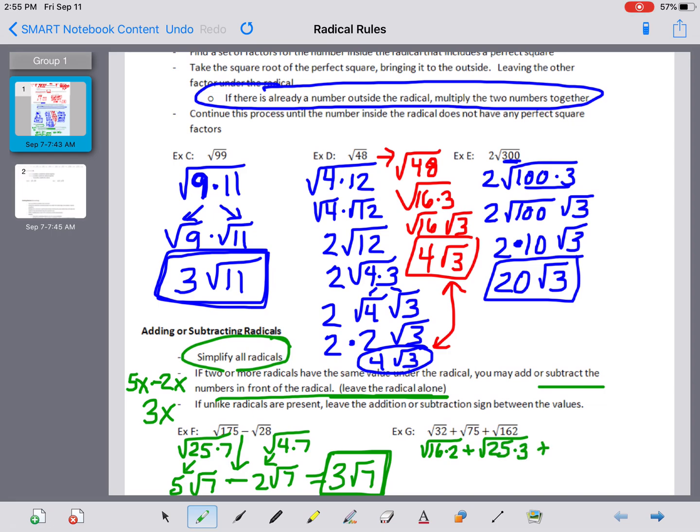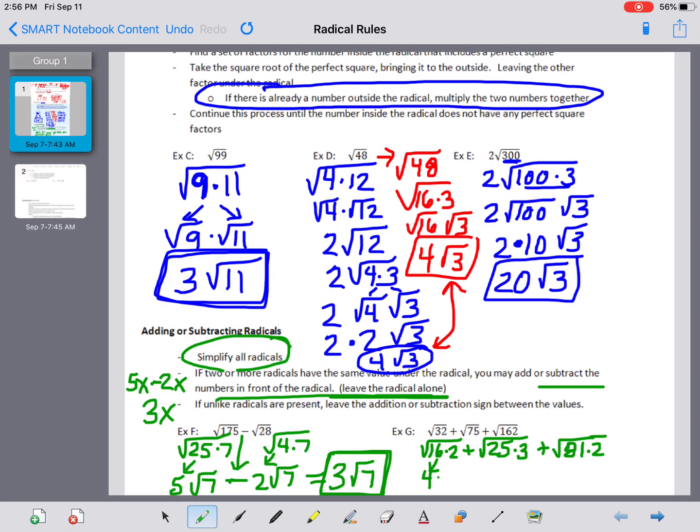And 162, that's getting big. Think about dividing by like 2 or 3 and see if it divides. Well, 162 divided by 2, 81. That'll work. I like the big numbers there. Okay. Time to go through and simplify. 16 square root of 2, or 16 times 2. The square root of 16 is 4.